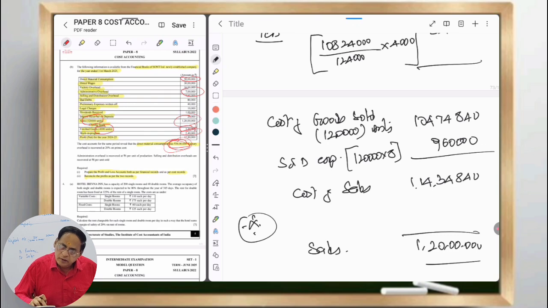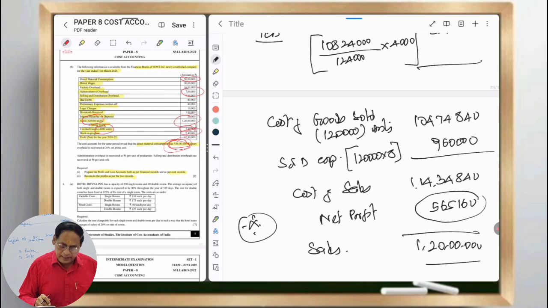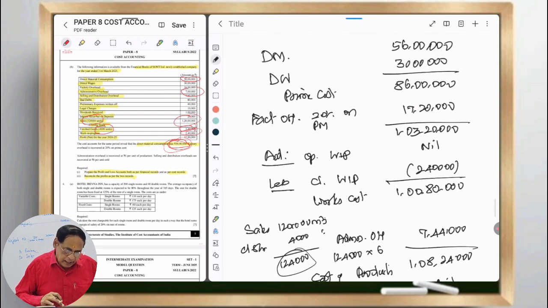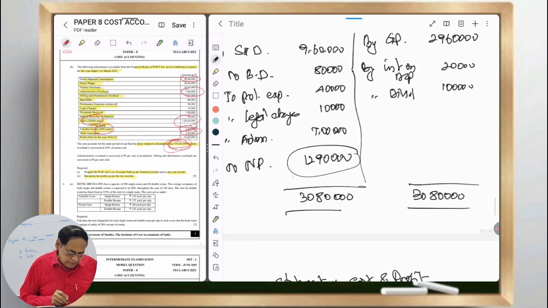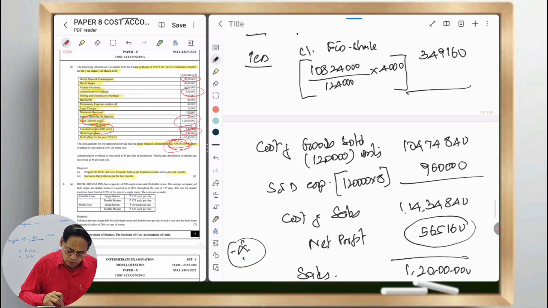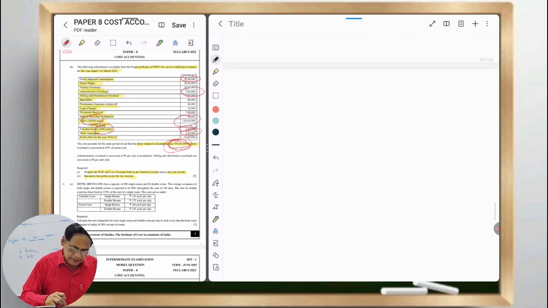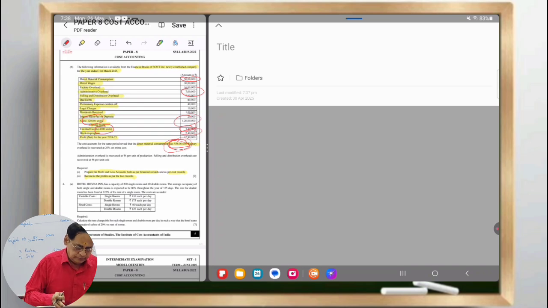So minus, how much? 5,65,160. This is a profit, the net profit as per costing records. As per financial reports, it is 12,90,000. That is a difference. We have to reconcile the statement. How to reconcile? What are the figures actually which are included?